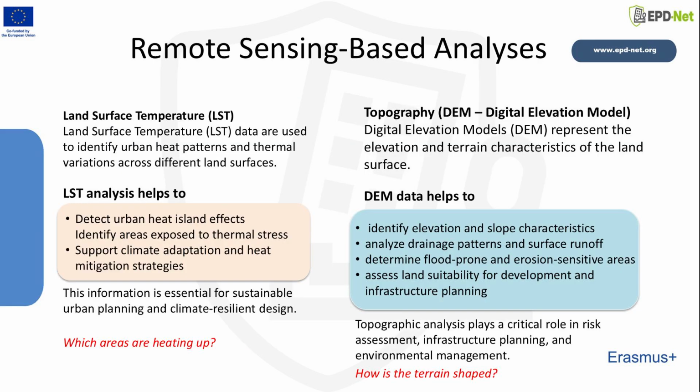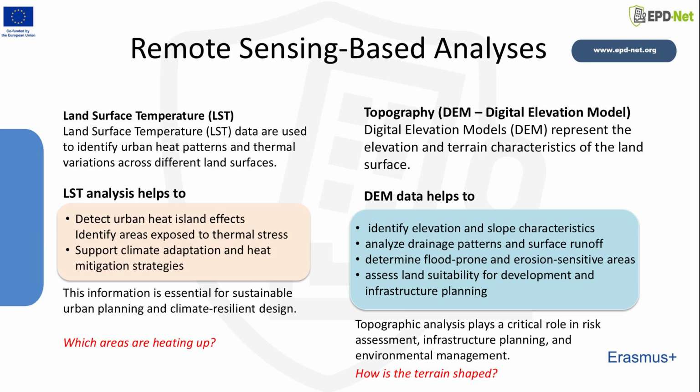In this slide, focus on remote sensing-based analyses, particularly land surface temperature, LST, and topography derived from digital elevation models, DEM. First, land surface temperature, LST, is used to identify temperature variations across the land surface. It helps us understand where heat accumulates and how thermal patterns differ across urban and natural environments. LST analysis is especially important for detecting urban heat islands, assessing thermal stress, and supporting climate adaptation strategies in urban planning.